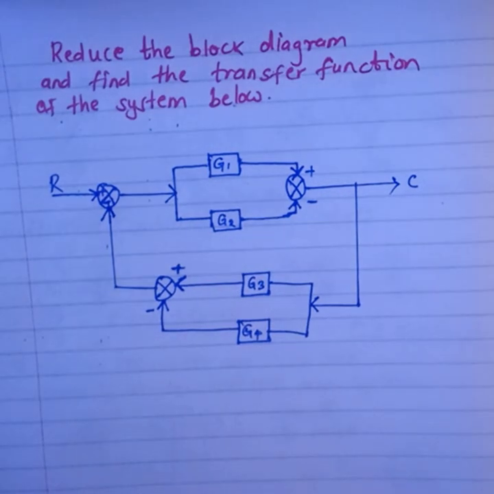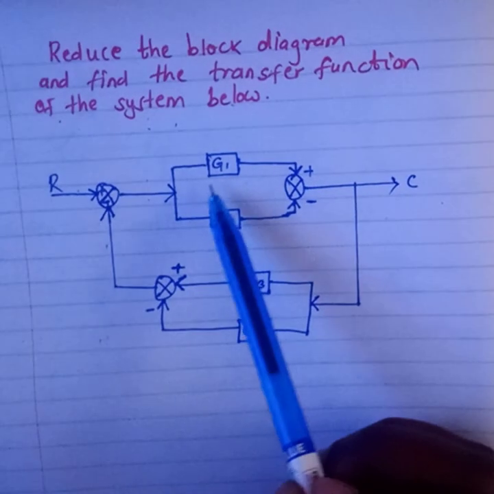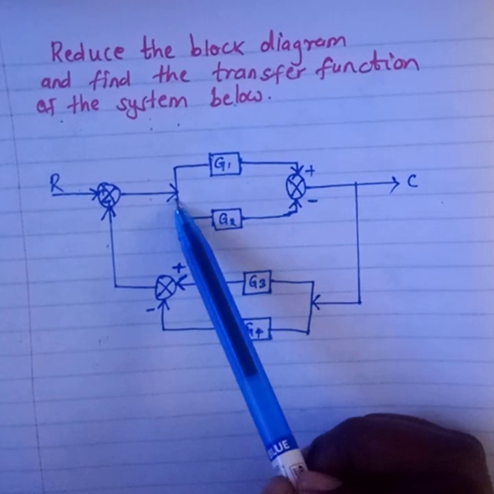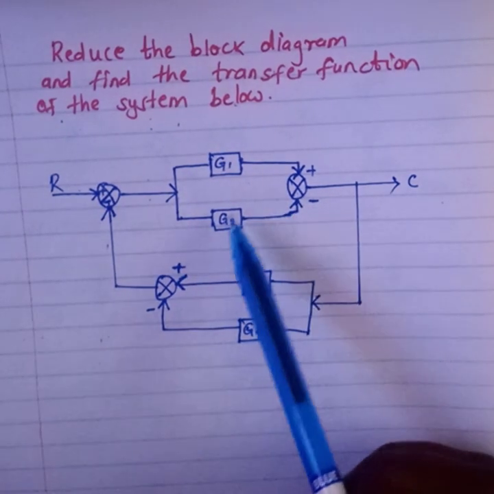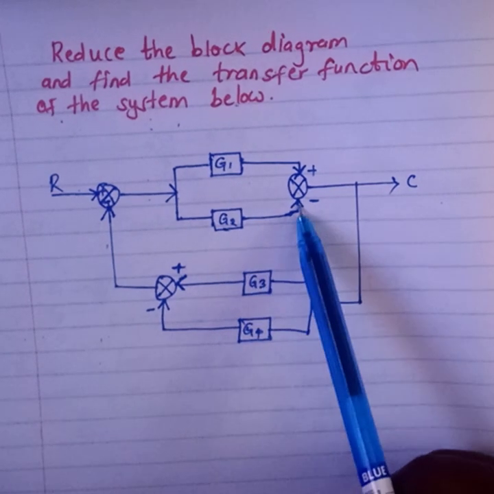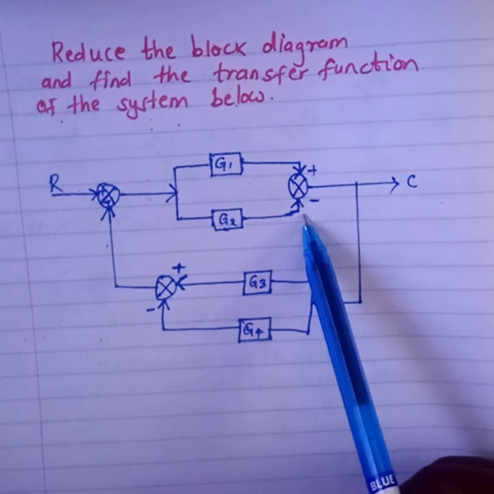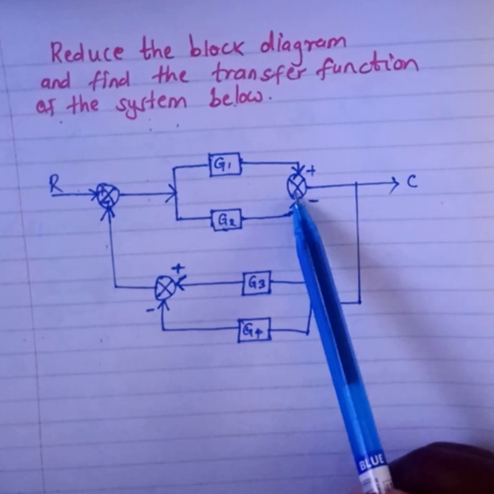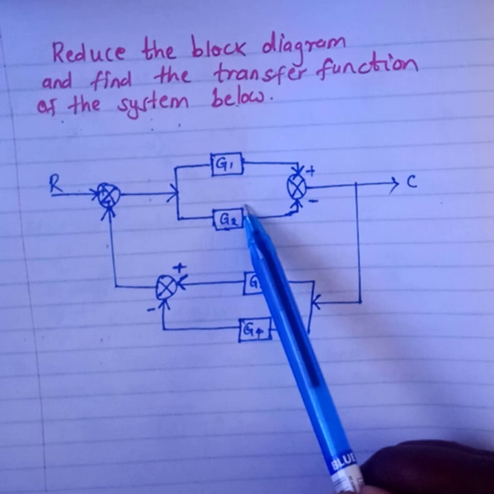So the first step is always identifying the rule that will apply first. Identify the rule that you will apply first. And in this case, I have this block. You can see this arrow. Then I have this block G1 coming toward this summing point, and I have this block G2 coming toward this summing point. This one is positive, this other one is negative. It means that because the two of them are coming towards this summing point, these two blocks are in parallel with each other. So I need to combine.